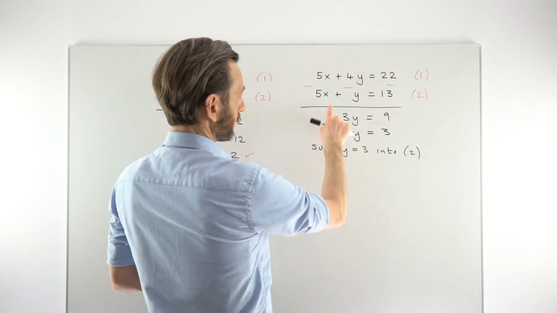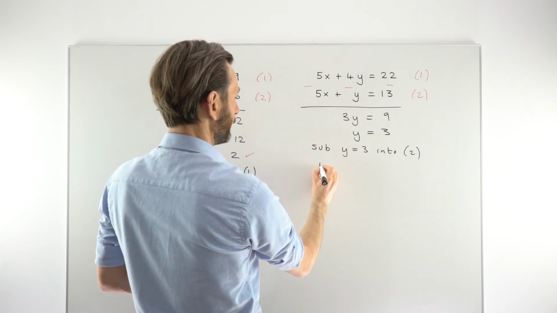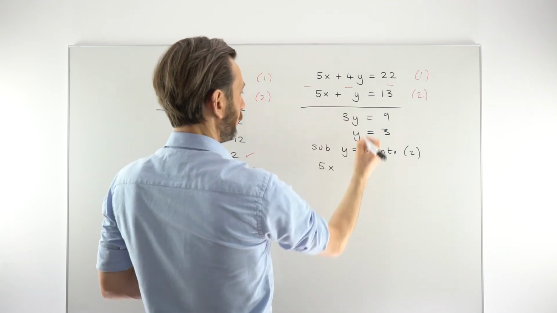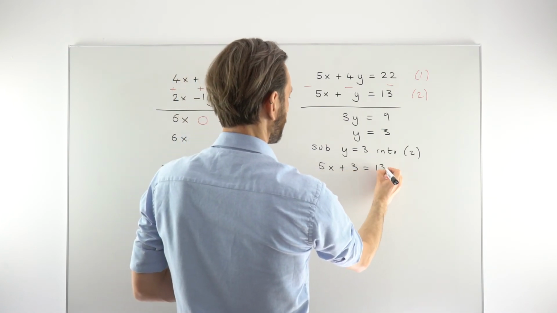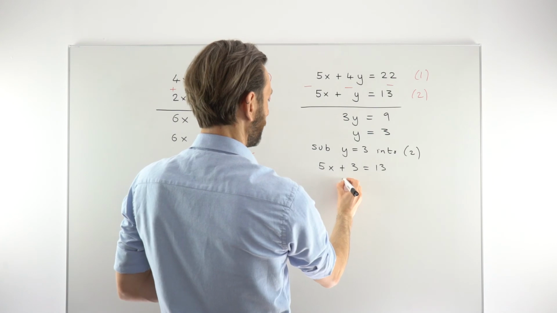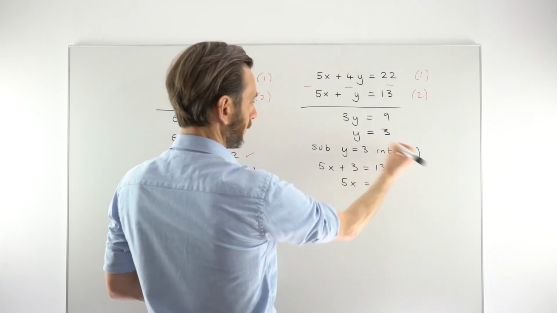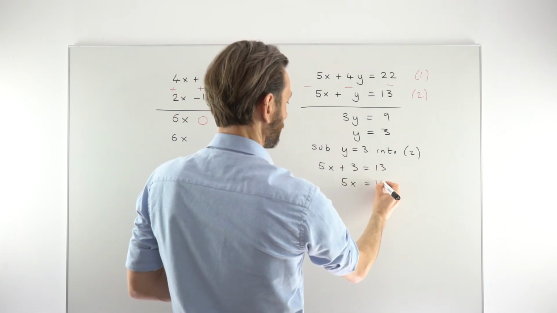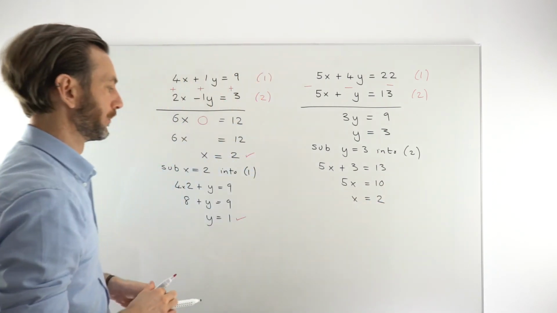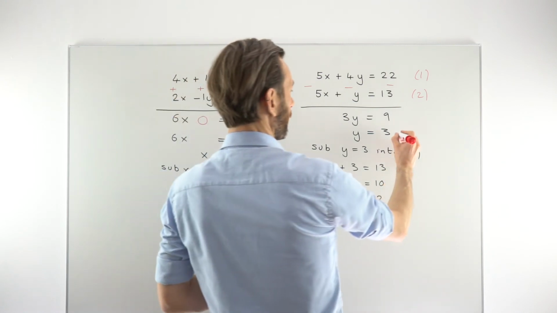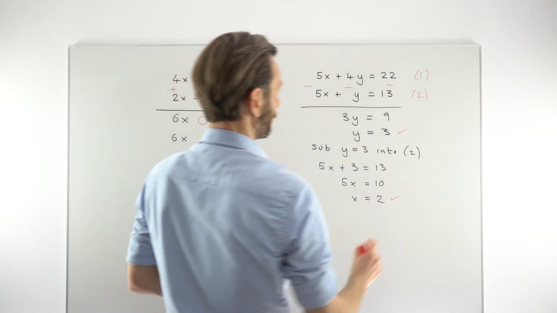So substituting this into equation 2, we get 5x plus y. Well, we now know the y value is 3, so it's plus 3 equals 13. Just solving this like a linear equation. So taking the 3 over, 13 minus 3 is 10, dividing both sides by 5, and we get x equals 2. So that's our solution pair this time. y is 3 and x is 2.